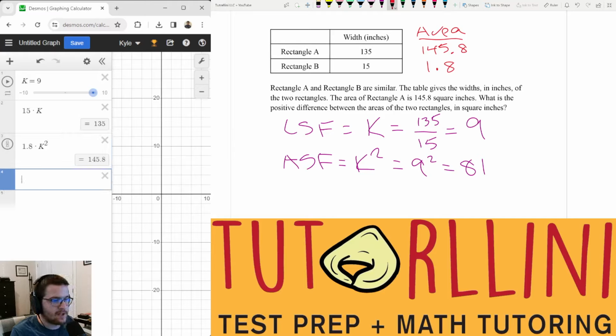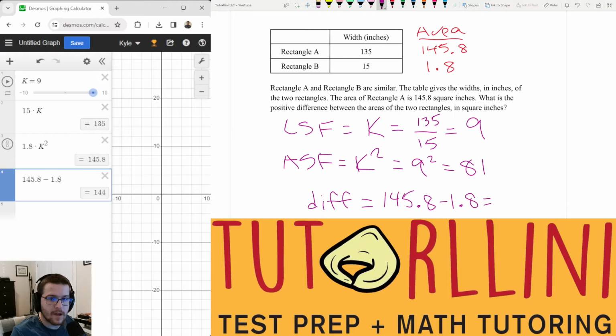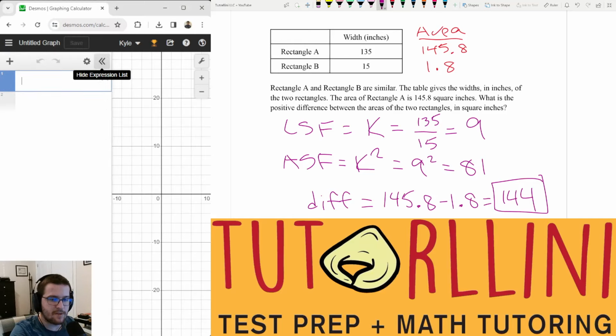Now it wants us to find the positive difference in the areas. So we're going to do 145.8 minus 1.8. And I'm getting 144. So I think the positive difference between these two is 144. So just be careful, guys. There could totally be a follow-up question that requires an extra step or so. Great. Let's move on to the final question.